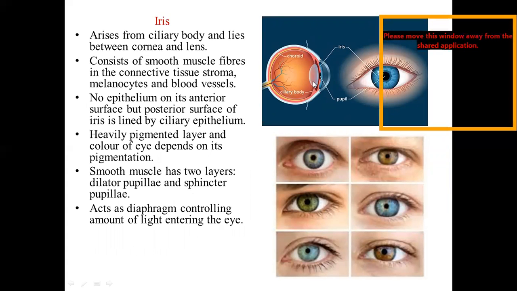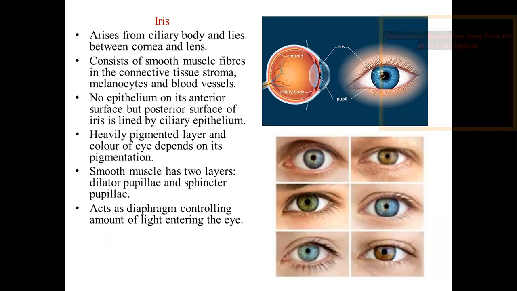Third part of the middle coat is iris. So this area. Now this is arising from ciliary body and it is between cornea and lens. It consists of smooth muscle fibers in the connective tissue, melanocytes and blood vessels. There is no epithelium in its anterior surface, but posterior surface is lined by ciliary epithelium.